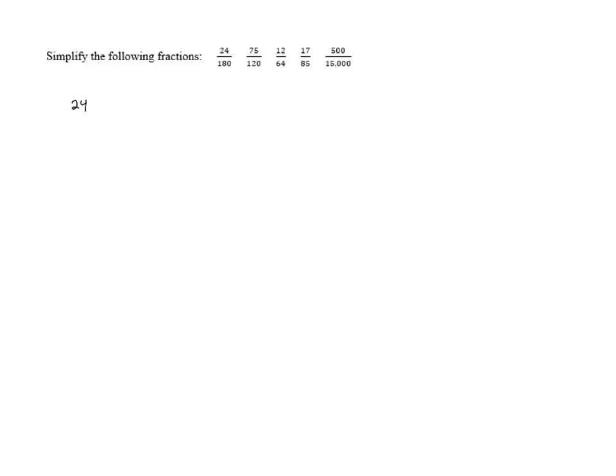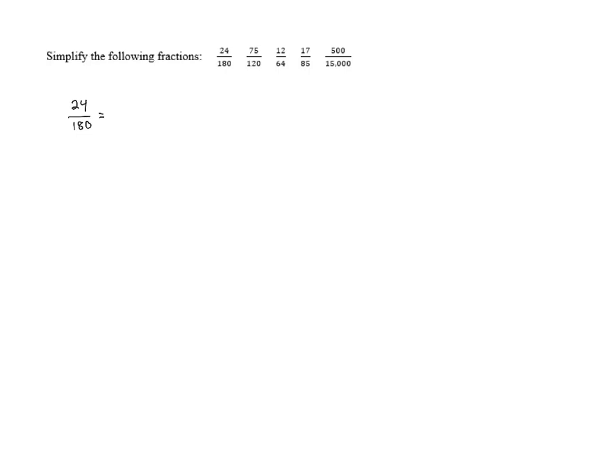Let's start with 24 over 180. Now, there are different ways to reduce fractions. You can try to find the biggest factor that the top and bottom have in common, but that can be challenging. And so I really like to just find any factor that the top and bottom have in common and then reduce by that quantity.